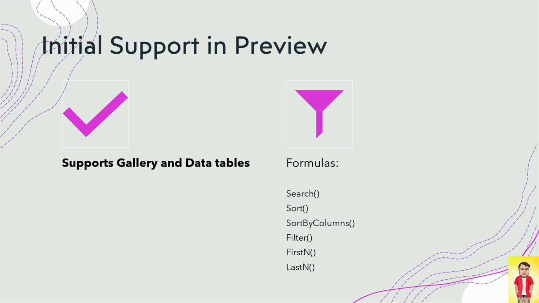how many things are supported? Let me talk about that. During the launch time, it will support gallery and data table controls, and the formulas supported initially are search, sort by columns, filter, first N and last N. So with these formulas, you can generate and build your logic on top of the gallery and data tables. So this is the overall information for the new announcement of Power Apps Ideas.